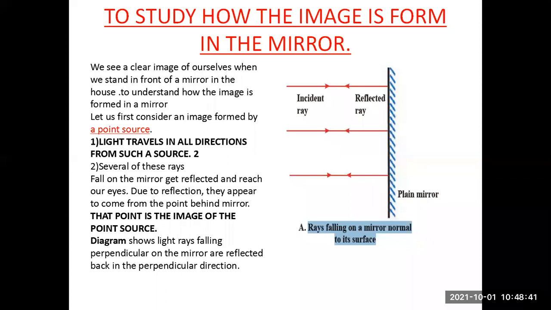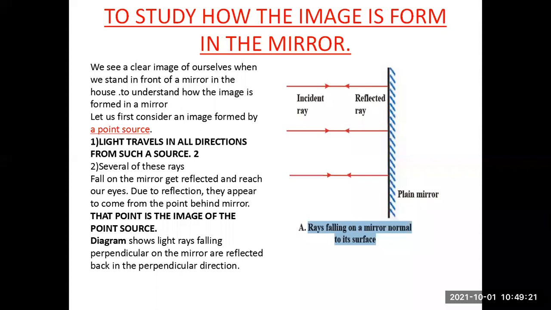What we usually observe is that we see a clear image of ourselves when we stand in front of a mirror in the house. To understand how the image is formed in a mirror, let us first consider an image formed by a point source. Light travels in all directions from such a source. Several of these rays fall on the mirror, get reflected and reach our eyes. Due to reflection, they appear to come from a point behind the mirror. That point is the image of the point source.